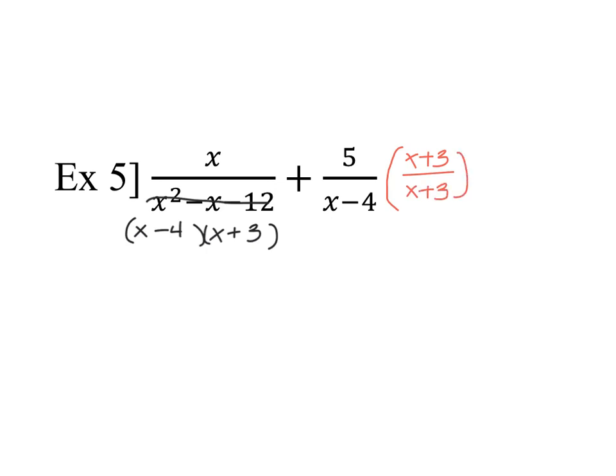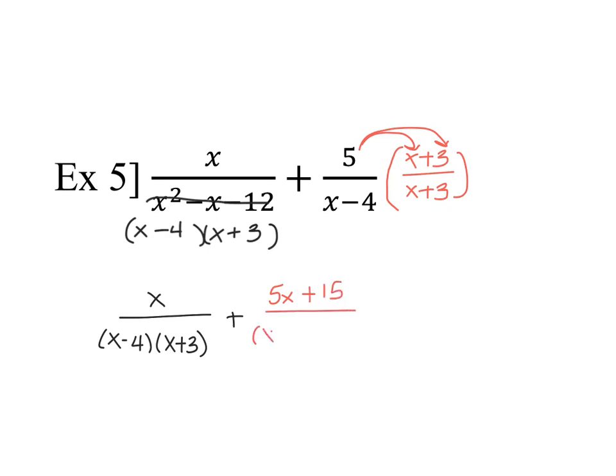So the first fraction isn't going to change. It's going to stay x over x minus 4 times x plus 3. Nothing's changing there because that has everything we need in its denominator. But this guy is going to change. So we're going to have 5 times x, so 5x, and then 5 times 3 makes 15 over, and again, don't actually multiply the bottom out. We don't need to multiply the denominators. We want things in factored form. So the denominators are already ready to go for us.